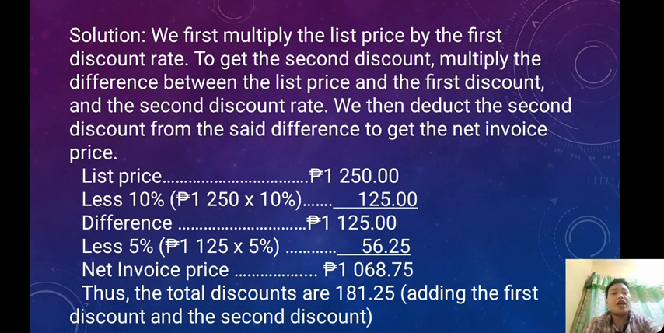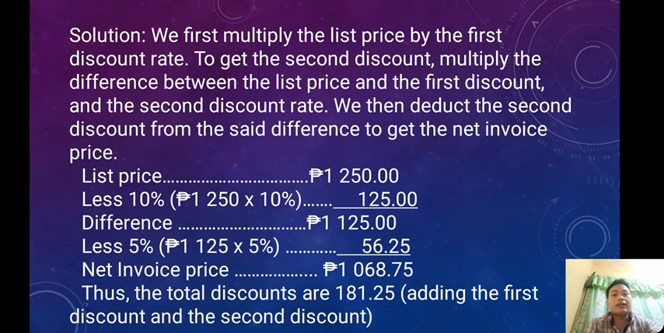First, we have the list price, which is 1,250, less 10%, the first discount. So 1,250 times 10% is equal to 125, and 1,250 minus 125 is equal to 1,125. That was the result from the first discount. Since we have two discounts, the next is 5%. We should less the 5%.